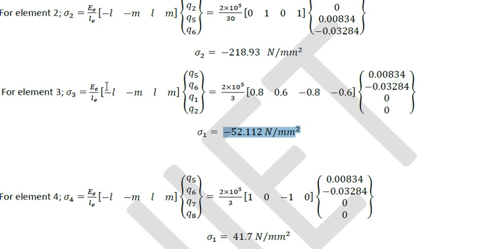There is one more element, sigma 4, the stress in the fourth element. E4 by L4. E4 is 2 into 10 power 5. L4 is 30, please make it 30. Degrees of freedom are 5, 6, 7, 8. Corresponding values from the table should be taken. So sigma 4 will be 41.7 Newton per millimeter square.